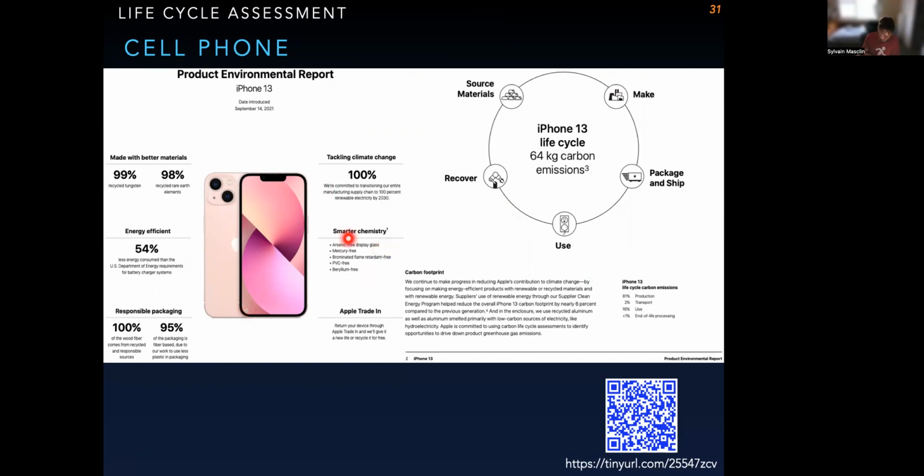For example, you see smarter chemistry using less chemical than before. They push for the trade-in, for example, and they definitely go, as you see, into the cycle, making an estimate that each cell phone, which is maybe a quarter or half a kilogram, is in fact emitting 64 kilograms of carbon emission during its life. So it's pretty consequential.